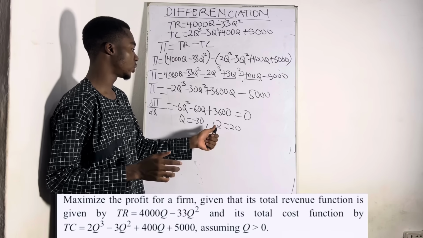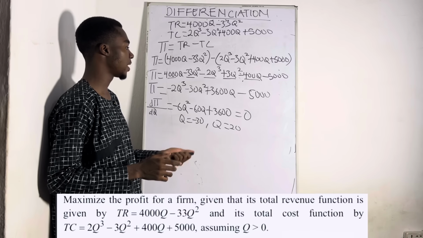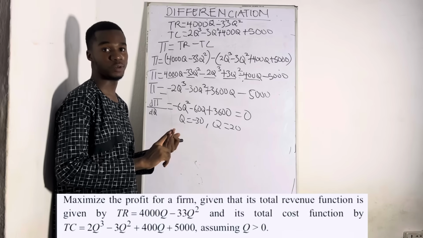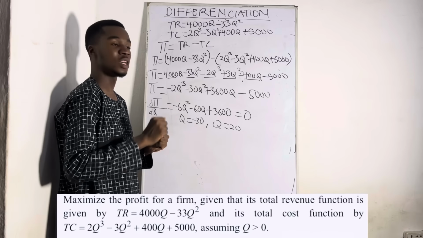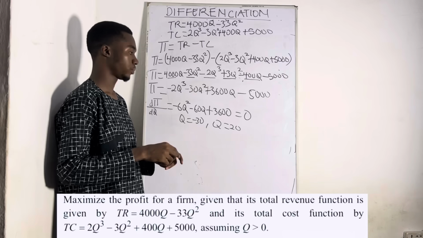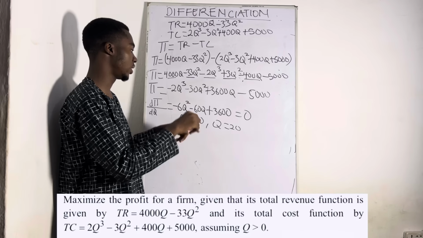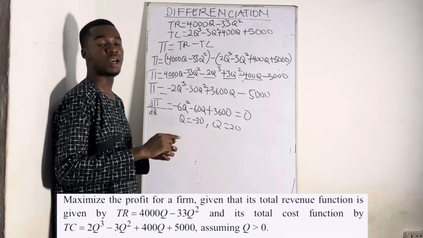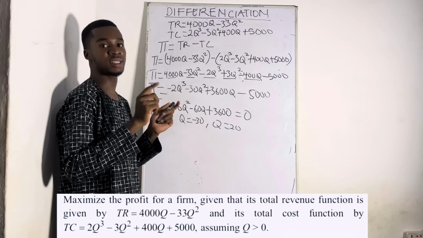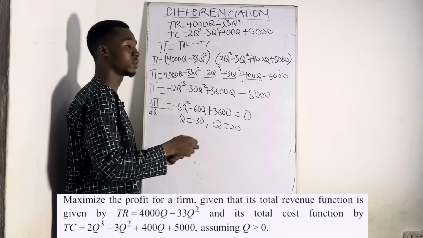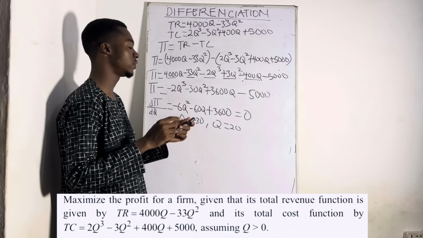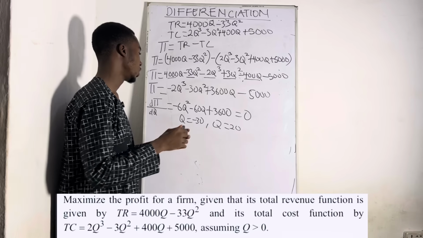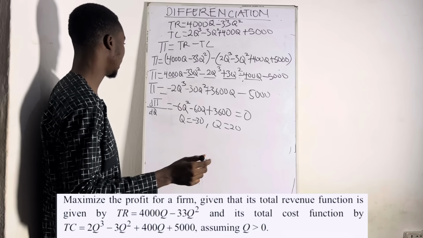But this q is equal to 20 is the output that gives you either the maximum profit or the minimum profit. So if you want to know whether this q is equal to 20 is actually giving you the maximum profit, you differentiate it for the second time. Then put the q is equal to 20 into that function when you differentiate it for the second time. If you get a negative, then it means the q is equal to 20 gives you the maximum profit. However, if you get a positive, it means the q is equal to 20 gives you the minimum profit. You get it?